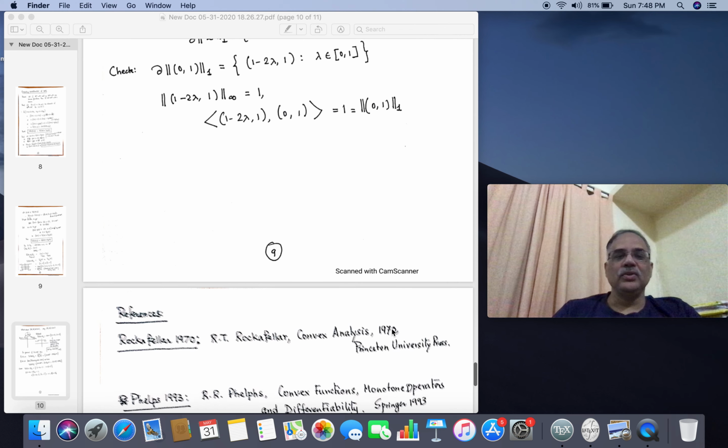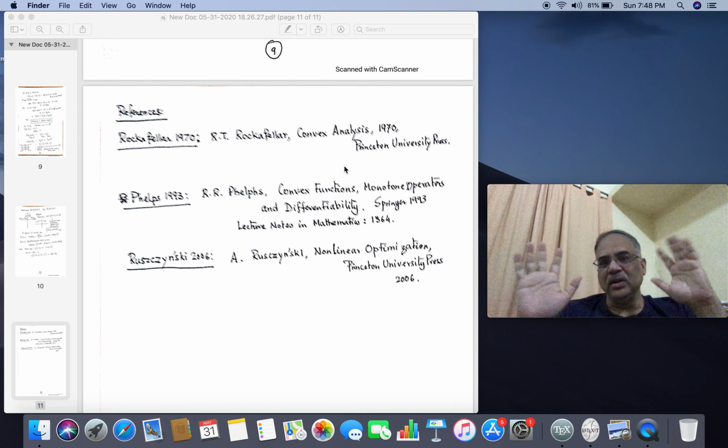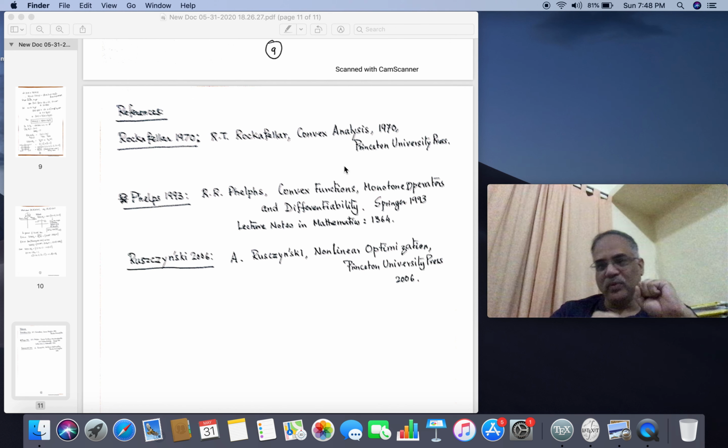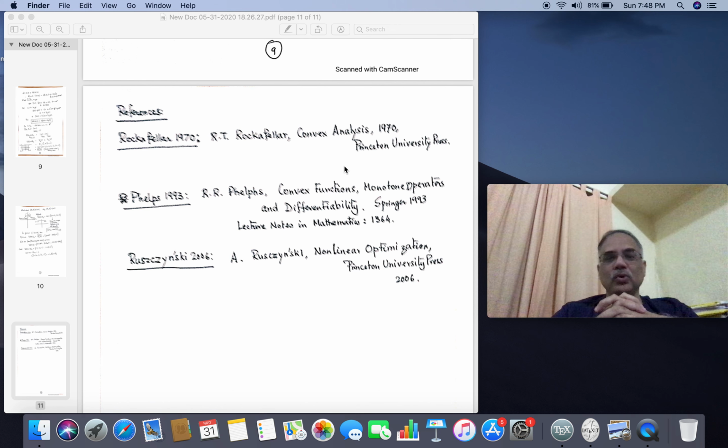So here are the 3 books which I have used today. One is R.T. Rockafellar's Convex Analysis, the legend actually, the Bible of our field, convex optimization. R.R. Phelps, this is the book on infinite dimensions. Optimizers may not always like to get into all this, but it's more for the convex analyst: Convex Functions, Monotone Operators and Differentiability. It hardly speaks about optimality, in that sense of optimization. Rusczynski's book is on finite dimension, exceptionally well done, very good.